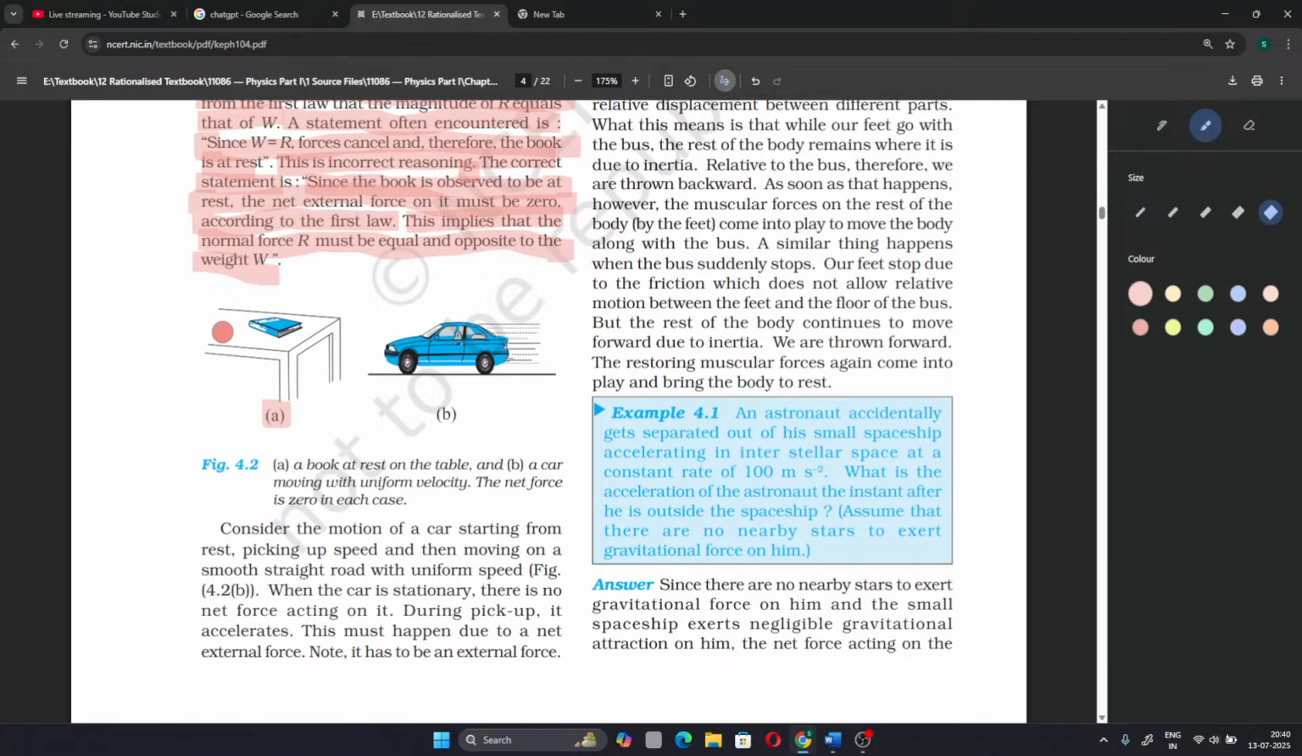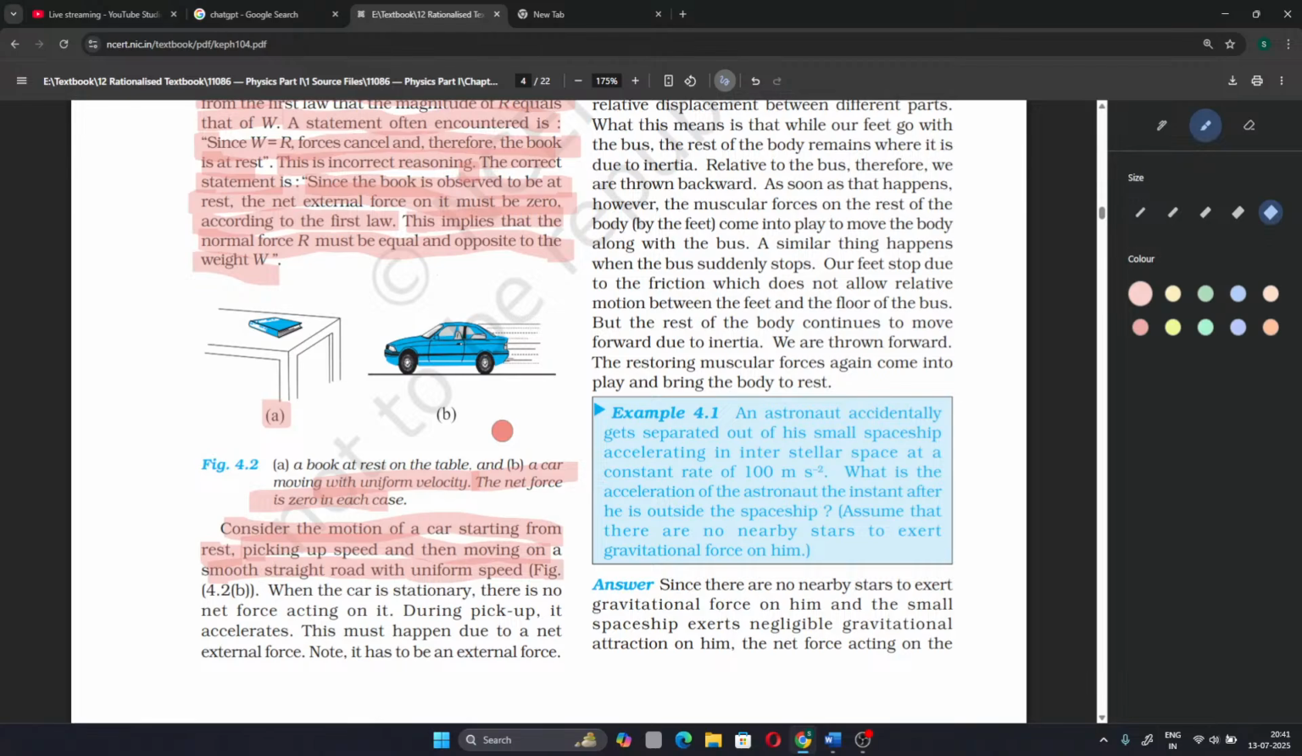A is an example of a book at rest and B is an example of a car moving with uniform velocity. The net force is zero in both cases, which means the same thing. Consider the motion of a car starting from rest. A car is starting from rest, picking up speed, accelerating, and then moving on a smooth straight road with uniform speed.